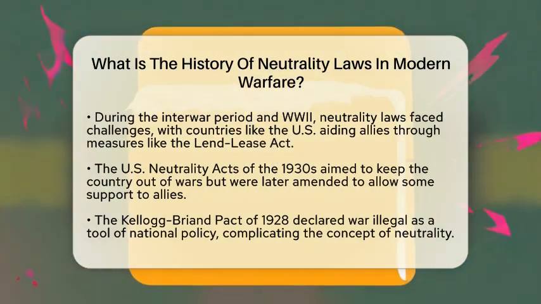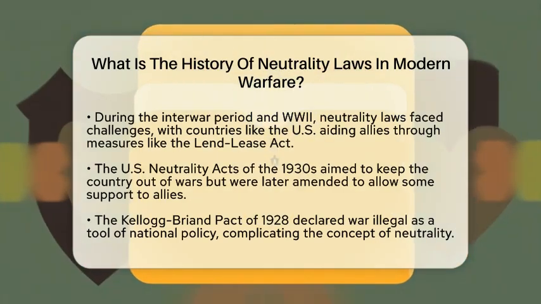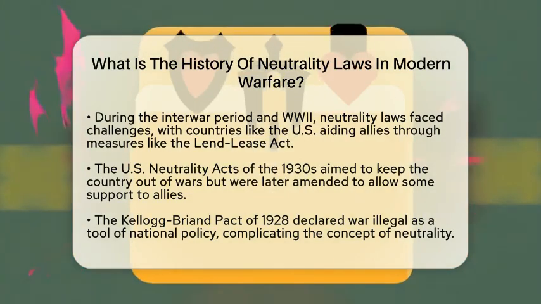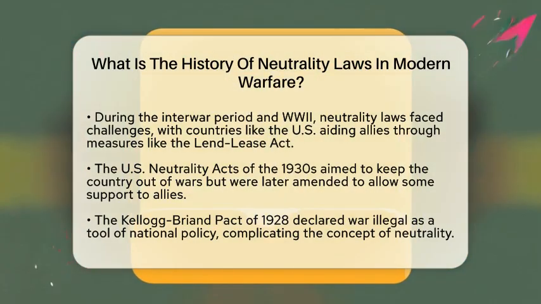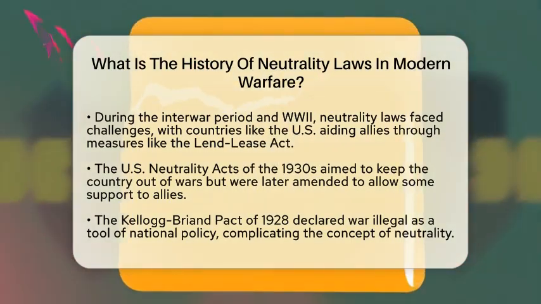war. The 1930s saw the Neutrality Acts in the United States, which aimed to keep the country out of foreign wars by restricting arms exports. But as threats grew, these laws were changed to permit some support for allies.